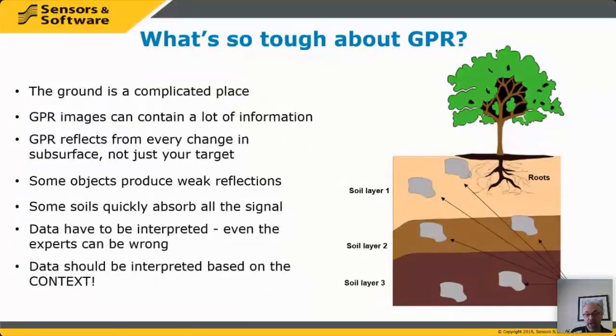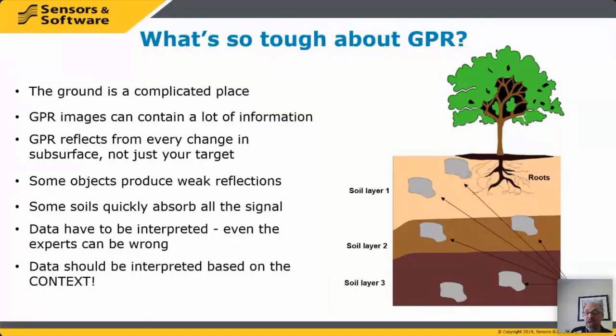And I'll make the big point that a lot of data interpretation is based on context. You're going to interpret data differently on the street of a major city than you are in a farmer's field, than you are on a mountaintop. And therefore, context is very, very important when you're looking at these images, and just knowing where you were and what the situation was. So I often ask people, when they show me data, to show me where it is. Show me some photographs of the site to help me understand what you're looking at. And so these are the challenges of using GPR.